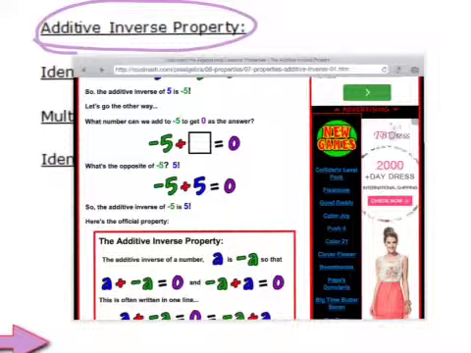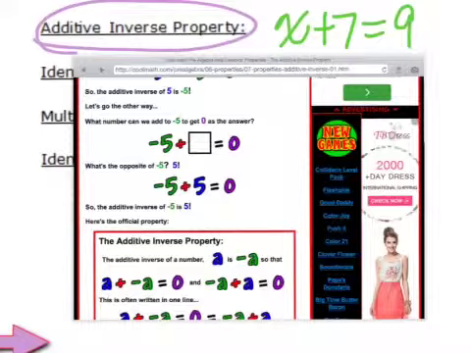Now this is important for our students when they're solving equations, because let's say I give them a one-step equation like x plus 7 equals 9. Well, they're going to use the additive inverse to undo that plus 7 by subtracting 7 on the left side from the x in order to cancel that out to 0. And so that is the additive inverse property.